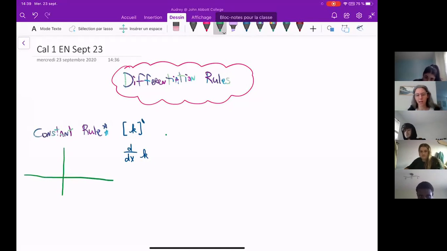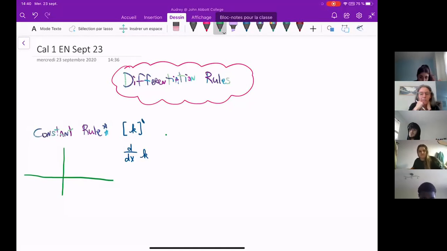We looked at this yesterday in class. If I have y equals k, what kind of line is that? Does it look like this? Does it look like this? Is it vertical? Is it horizontal? Does it have some kind of slope? What does y equals k look like?